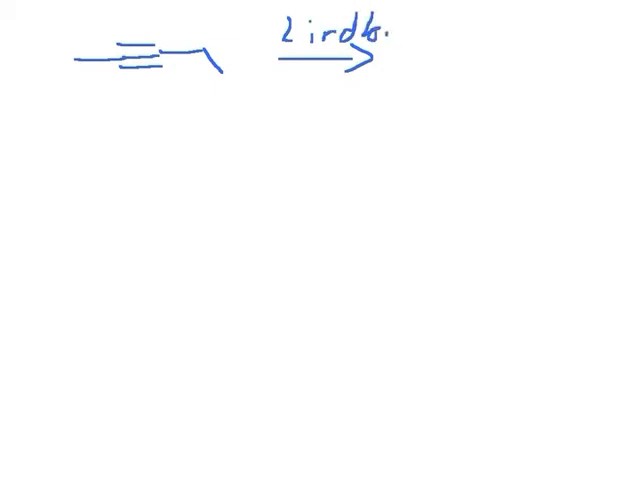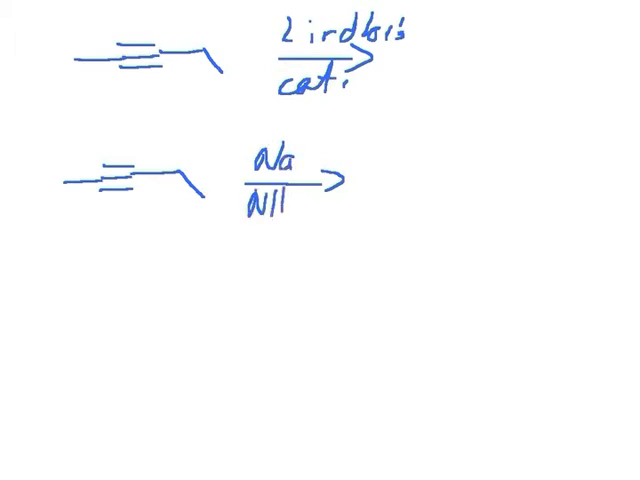An alkyne with Lindlar's catalyst, and the same alkyne with Na, NH3, and again the same alkyne with H2 and palladium on carbon. We get 3 different products here. All right, Lindlar's catalyst: take the alkyne, first number the carbons.